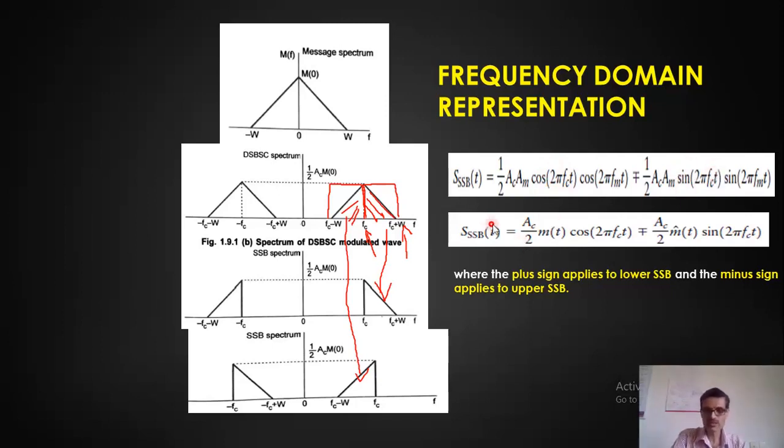Or we can also represent the equation of the SSB signal like this: Ac/2 m(t) cos 2 pi fc t minus or plus Ac/2 m-hat(t) sin 2 pi fc t, where m-hat(t) is the Hilbert transform of the message signal m(t). If I am transmitting only the lower sideband, then you have to consider the plus sign. If you are transmitting the upper sideband, then the sign will be minus. That is all. This is about the frequency domain representation of the SSB modulated wave.